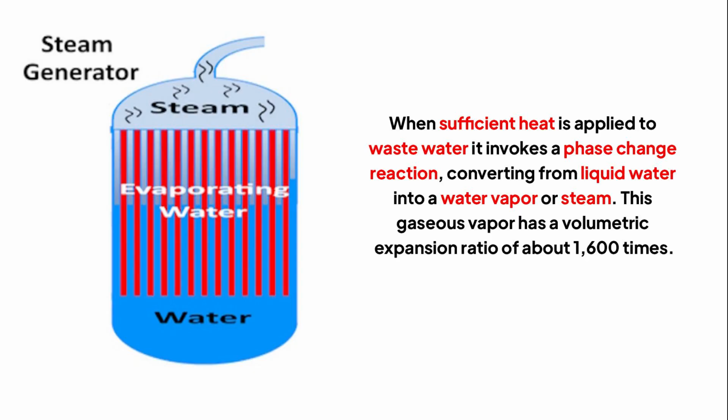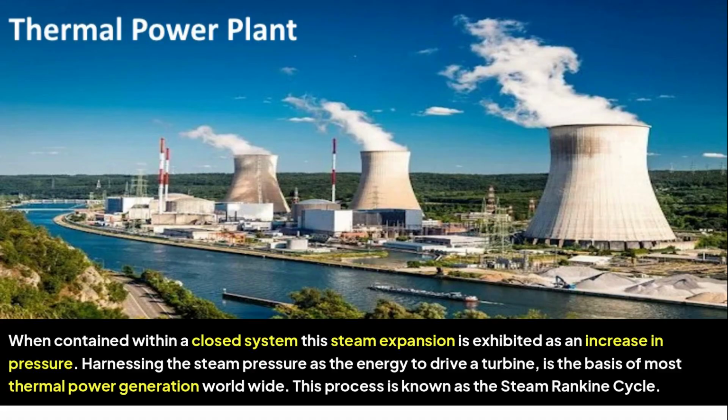When sufficient heat is applied to wastewater, it invokes a phase change reaction, converting from liquid water into a water vapor or steam. This gaseous vapor has a volumetric expansion ratio of about 1,600 times. When contained within a closed system, this steam expansion is exhibited as an increase in pressure. Harnessing the steam pressure as the energy to drive a turbine is the basis of most thermal power generation worldwide. This process is known as the steam Rankine cycle.